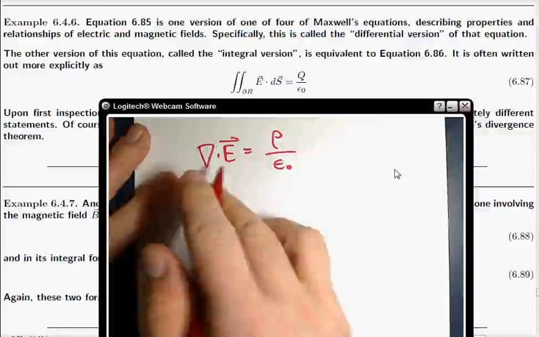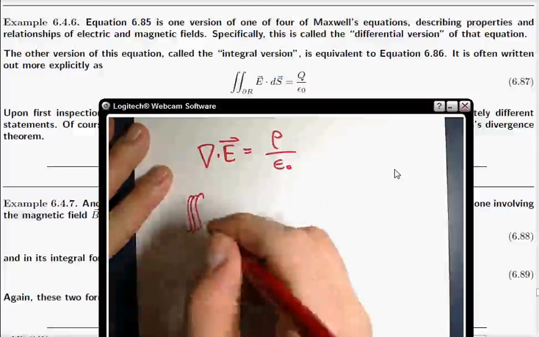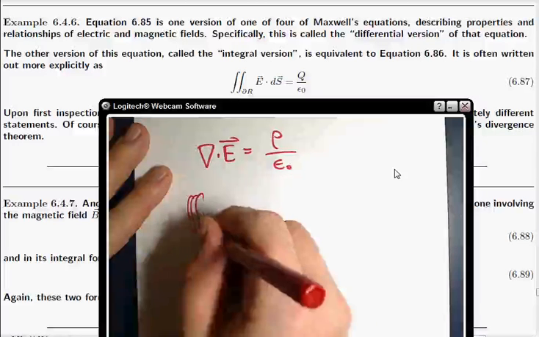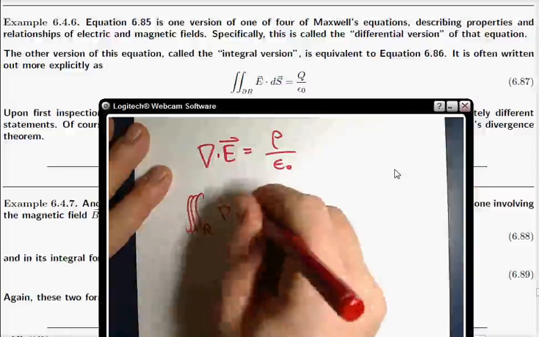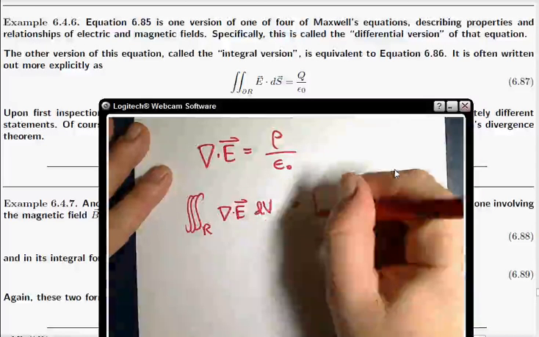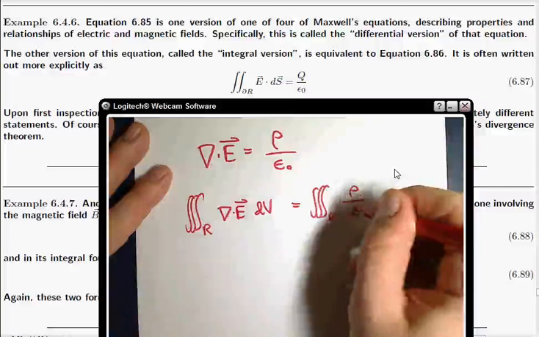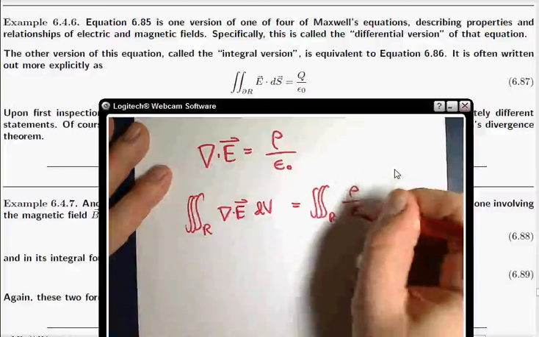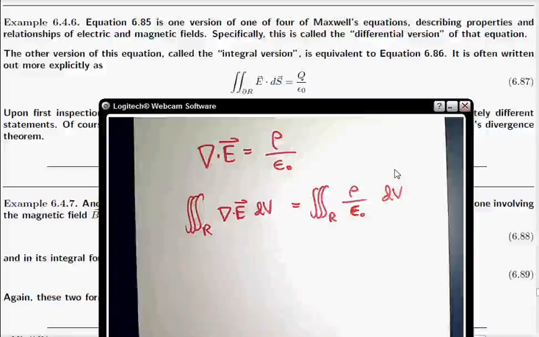So I'm going to take a triple integral of both sides of this equation. Triple integral over a solid R of the left side. And now I'm going to do a triple integral over that same solid R of the right side. Okay, so just following the directions. Does that make sense so far? Okay. So what can I do now with both sides of this equation?